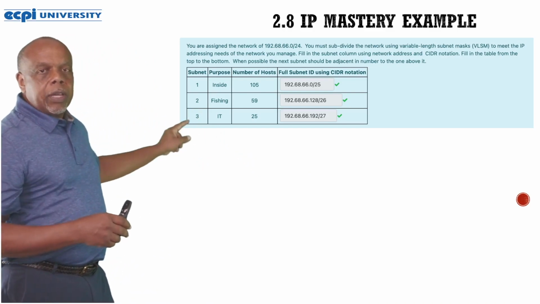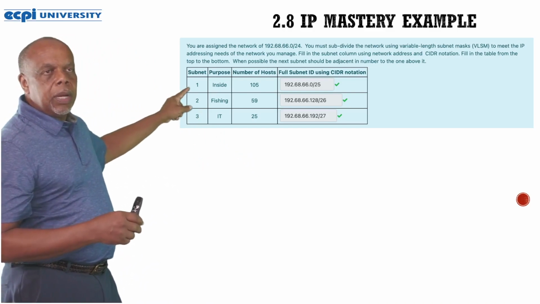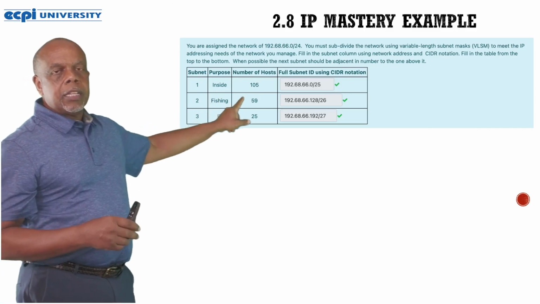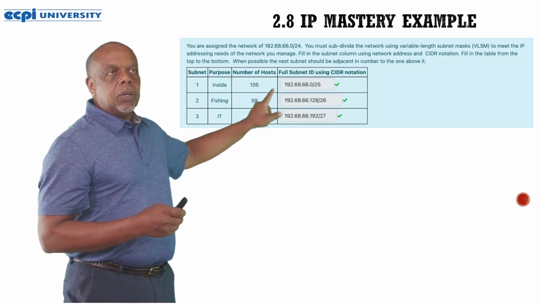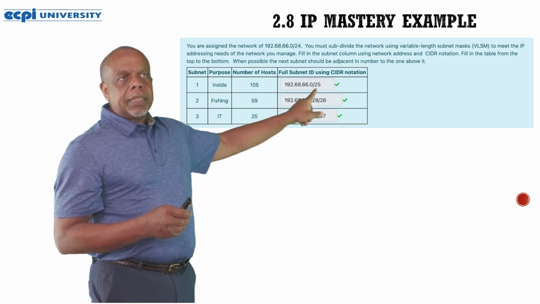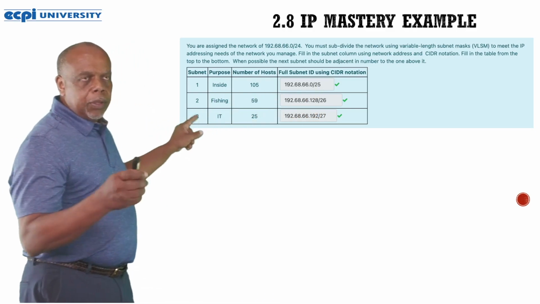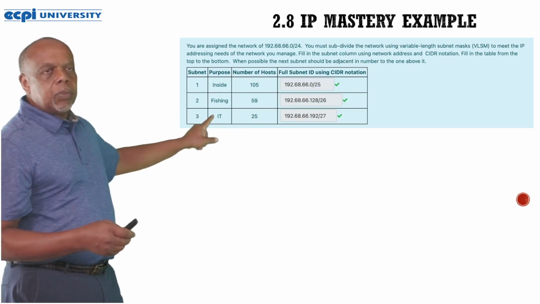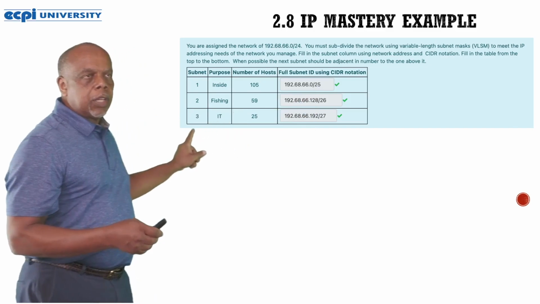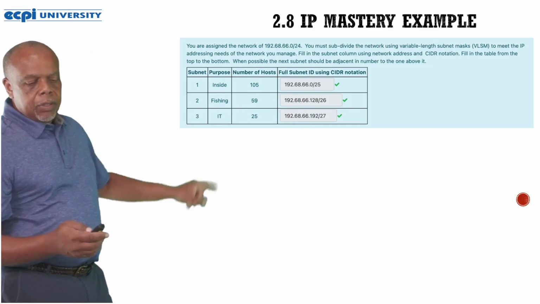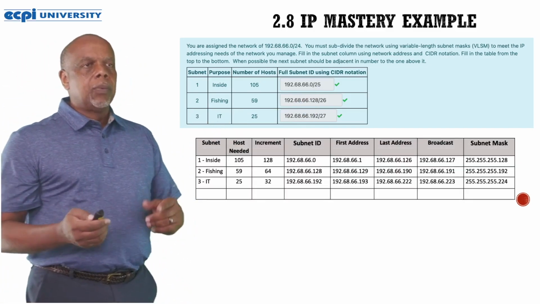Fill in the table. Okay, so I've got 3 subnets. Subnet 1, the purpose is inside. The number of hosts you need is 105. So I will subnet that at CIDR 25. And we're going to walk through this as well. The second one is phishing. I need 59. And that's where it's going to look like. The third one, IT, 25. So let's take a look at how we came up with those.